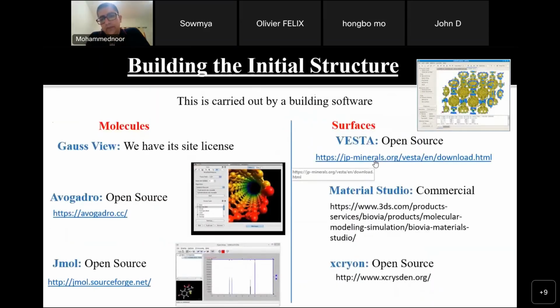If, in doing the DFT, one needs to build the initial structure, there are some free software packages a student can use freely, and some of them are commercially available. If you are building gas phase molecules, this one is Avogadro, it's open source. Gmol is open source. If you are building a material, then Vista is open source. This one is commercial, it's very expensive. Gaussian view is also commercially available. So before we do the DFT calculations, we need to build the molecules.